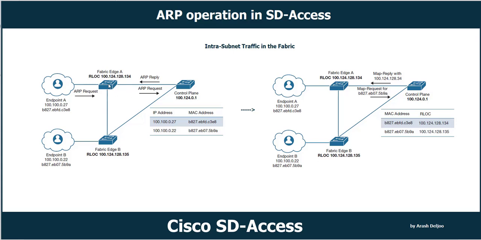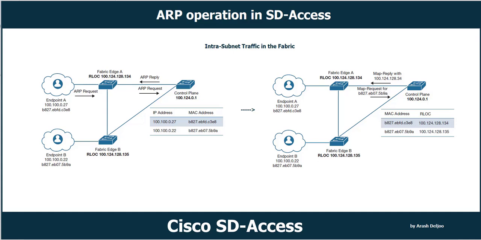And this figure shows endpoint A sending an ARP request for the MAC address of 100.100.0.22 to fabric switch A. Fabric switch A intercepts the ARP request and sends a LISP ARP request, meaning the encapsulated ARP request, to the fabric control plane, and the fabric control plane replies with an entry from its LISP ARP table. Now, fabric edge A stores this mapping in its local ARP cache and then queries the fabric control plane again for the location of the endpoint's MAC address.